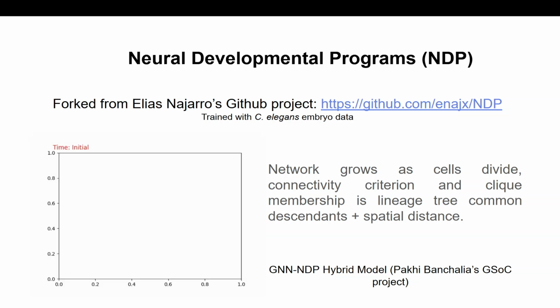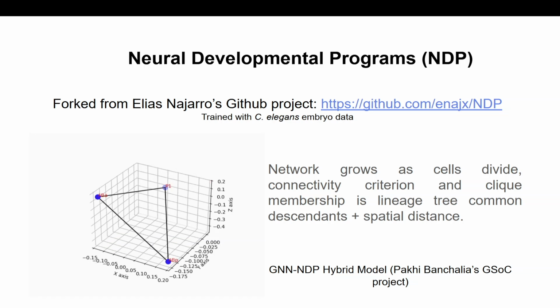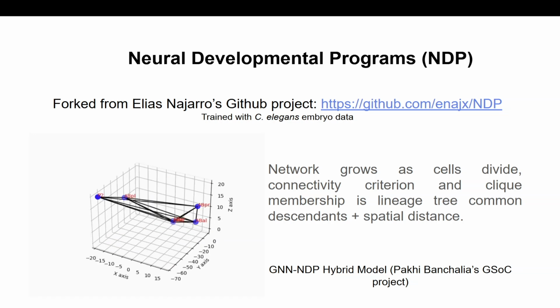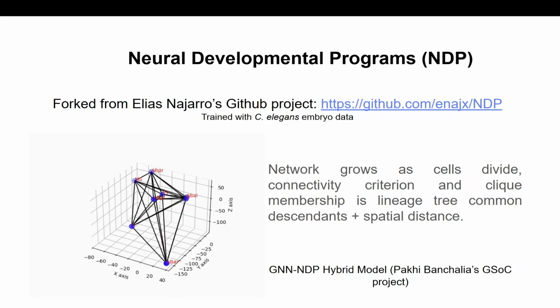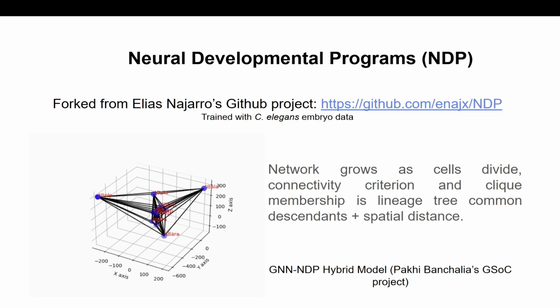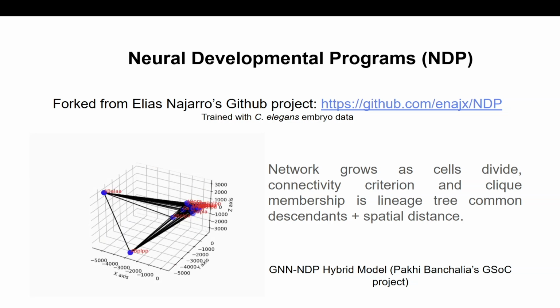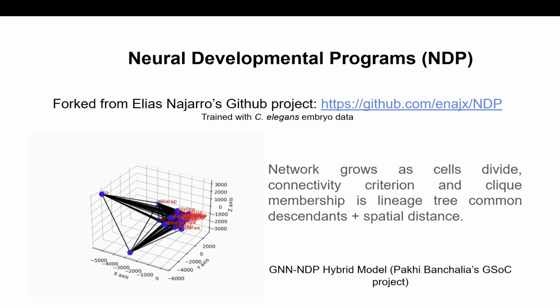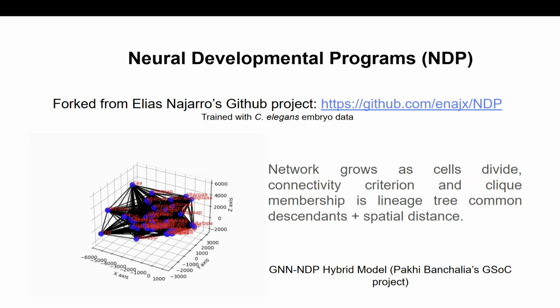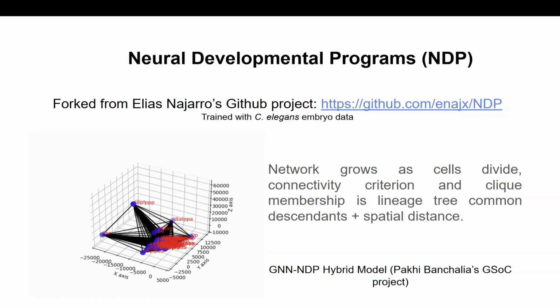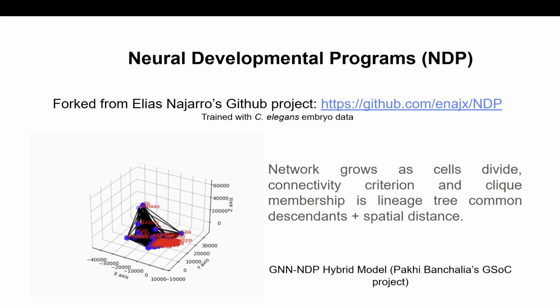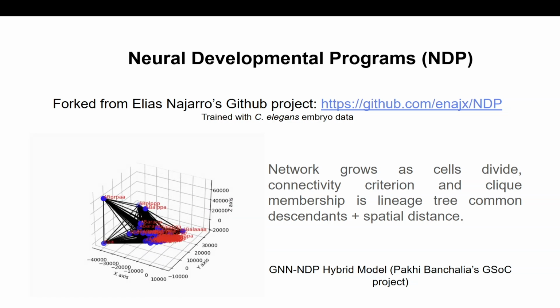Basically, it allows you to grow a network from a single cell to multiple cells. And they use this for neural networks, but we can use this for our own embryo networks, specifically tying it to the lineage tree and to the spatial position of cells. So this model was trained with C. elegans embryo data for the purposes of GSOC. The network grows as the cell divides.